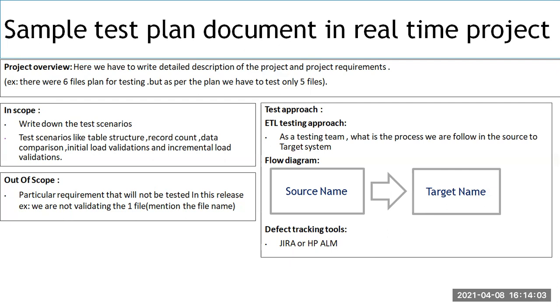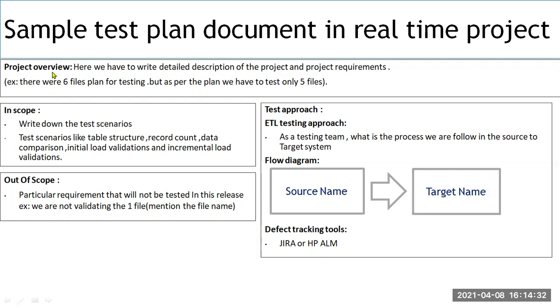So let's suppose, in this project we are validating, there were 6 files planned for testing, but as per the plan we have to test only 5 files. One file goes out of scope. It means we do not need to test that particular file. Here we are not validating that one file, and we just mention the file.